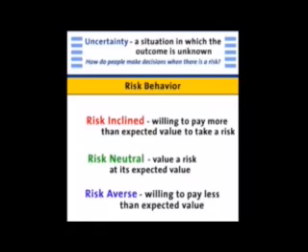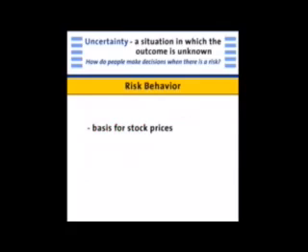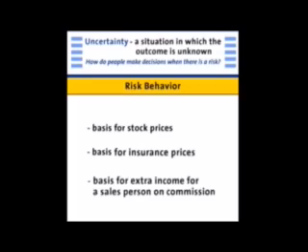This idea of risk behavior is the basis for theories about how stocks are priced based on their expected value, how insurance is priced, and people's willingness to pay to avoid risk becomes the price of insurance. Also, it has to do with how much extra you would have to pay one of your employees if you put her on a sales commission. Once her income is uncertain, she'll need some kind of compensation to make her willing to take that risk.